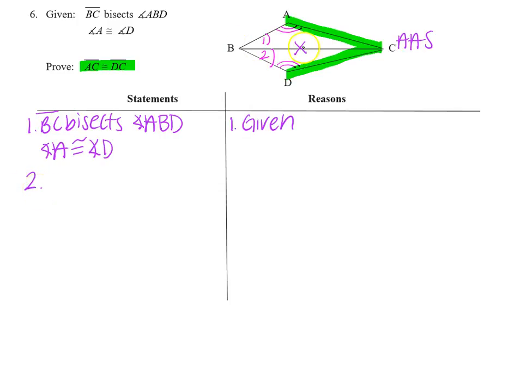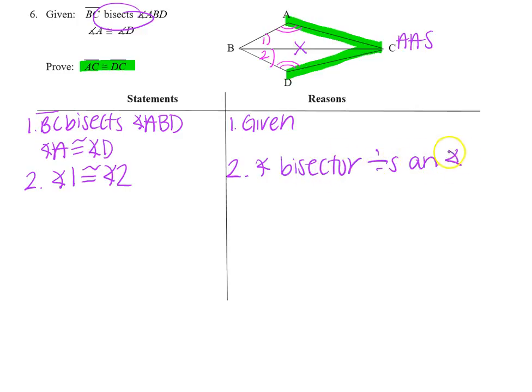Okay, we know that BC bisected this angle. So let's talk about how I know angle 1 is congruent to angle 2. I know that because of that angle bisector. An angle bisector divides an angle into two congruent angles.